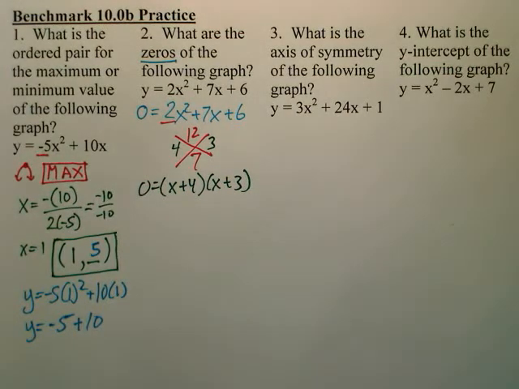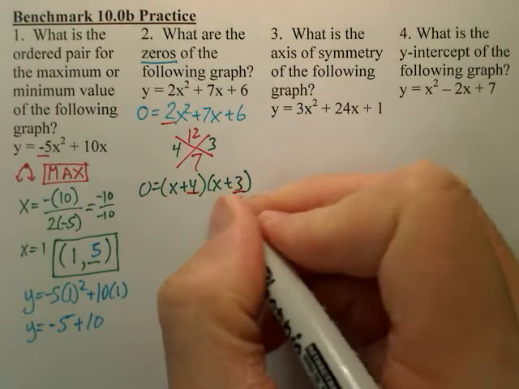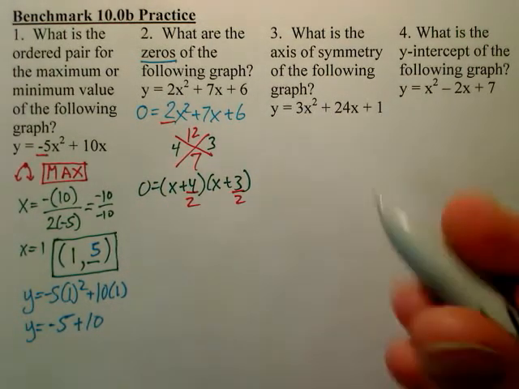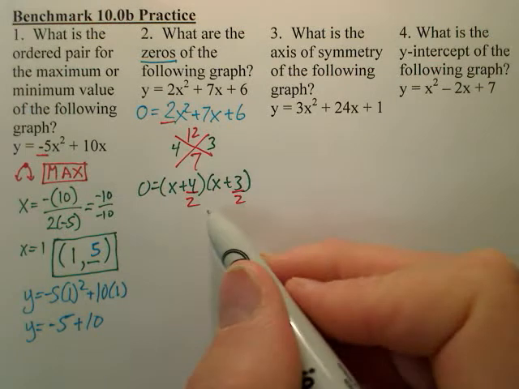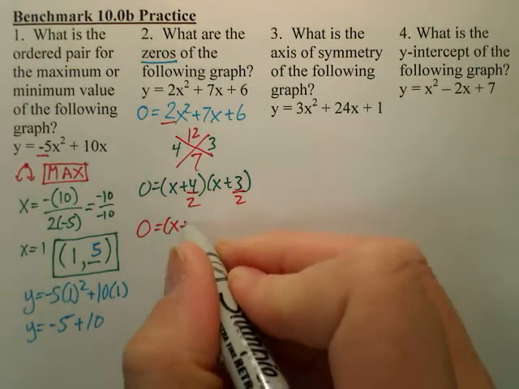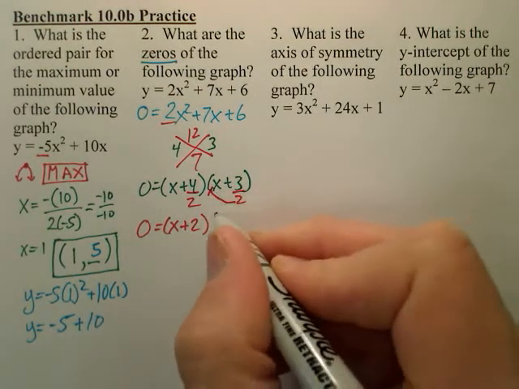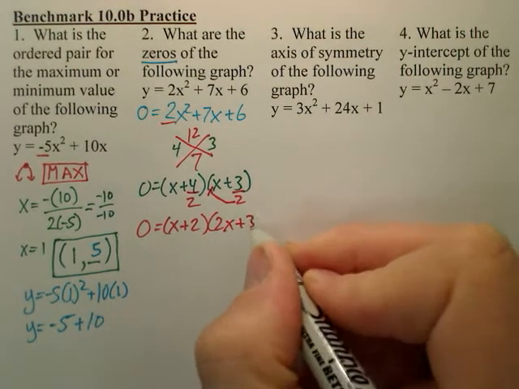We're not done because we actually have to divide by this 2. So we're going to divide both pieces by 2 because we multiplied the 2 in by the 6. Now we have to divide it back off. So I now have x plus 4 divided by 2 is 2. This is not reduced, so it jumps up front. So I have x plus 2 and 2x plus 3.